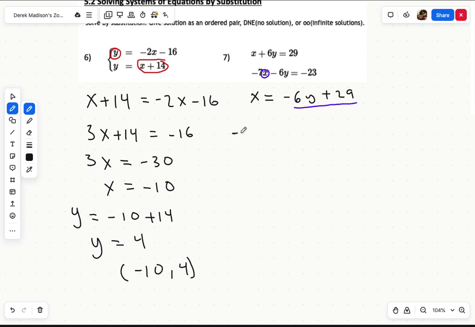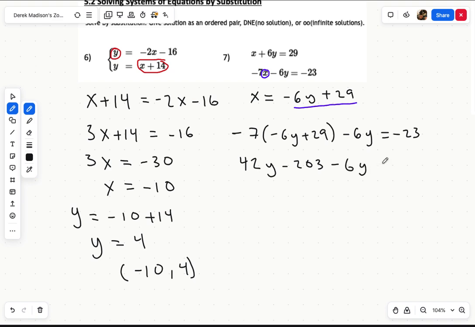So that's going to look like -7 times (-6y plus 29), and then that's going to be -6y equals -23. And so there's the substitution. And then we'll clean this up a bit. And we go -7 times -6, and that's going to be a 42y. And then -7 times 29 came out to, oops, forgot the y there, -203.